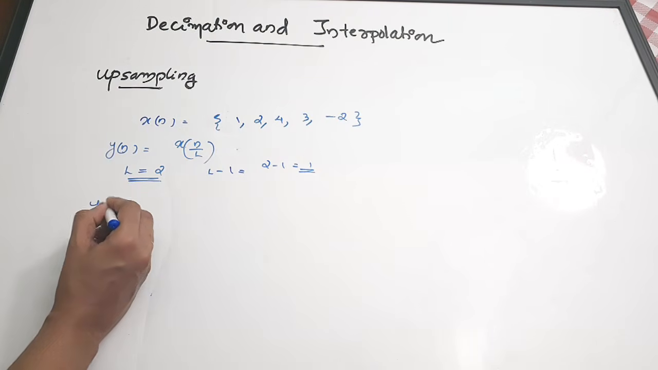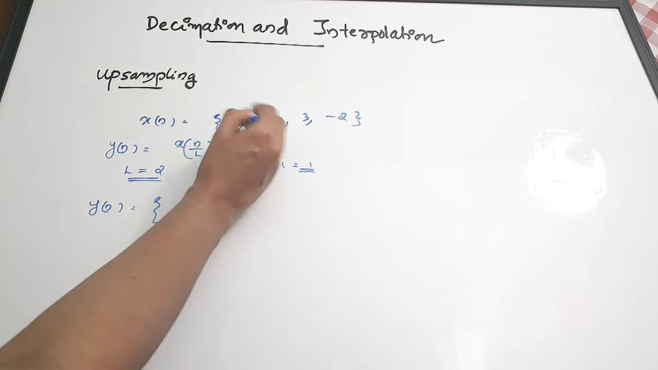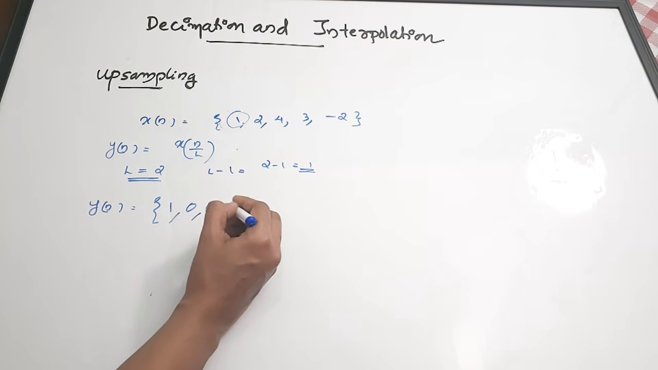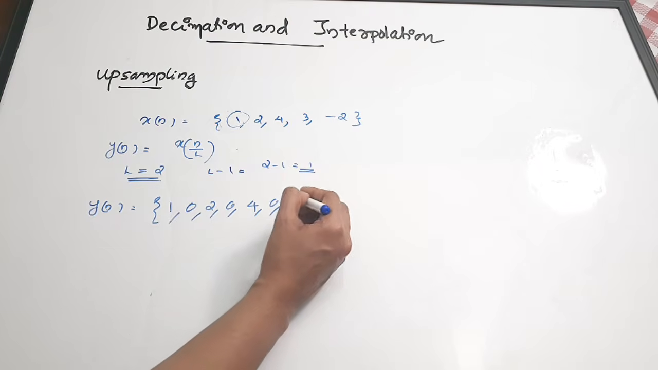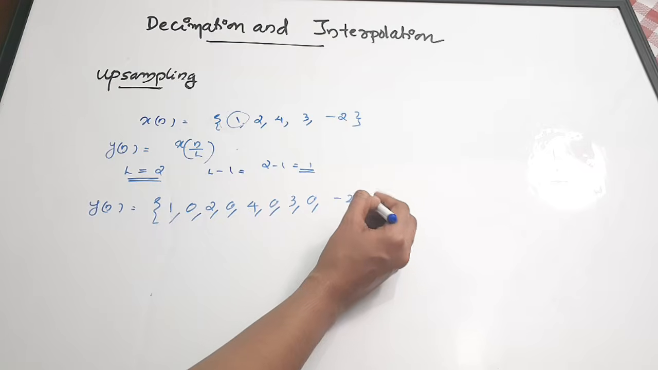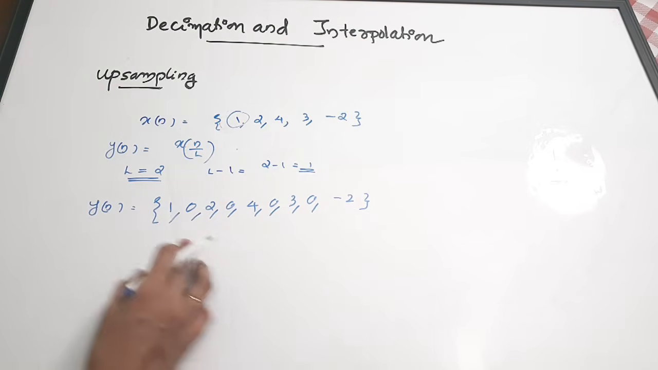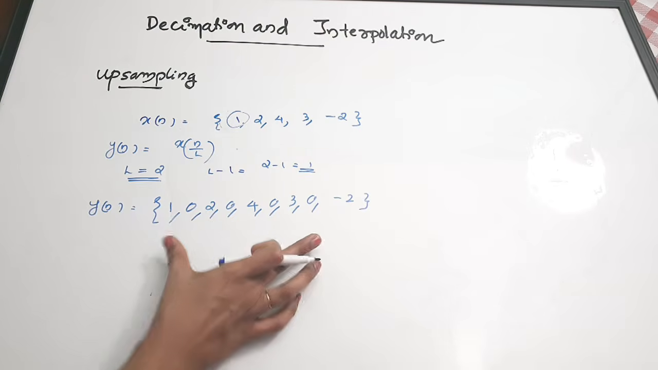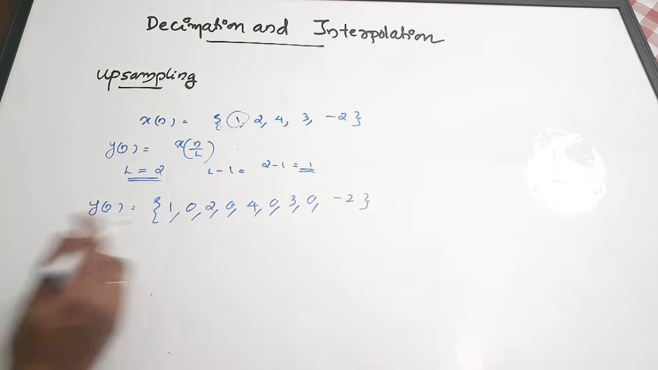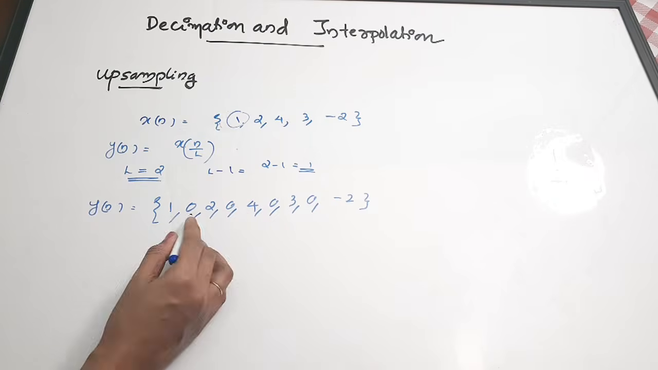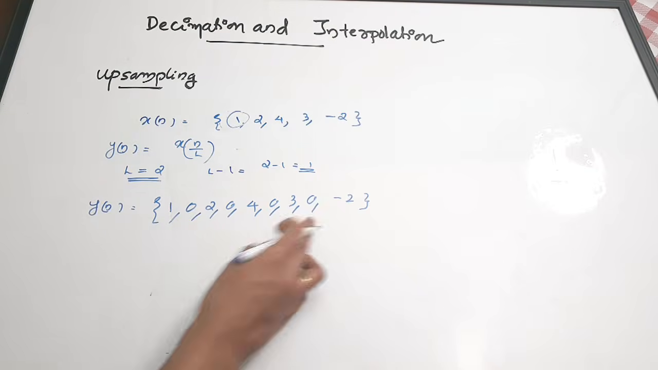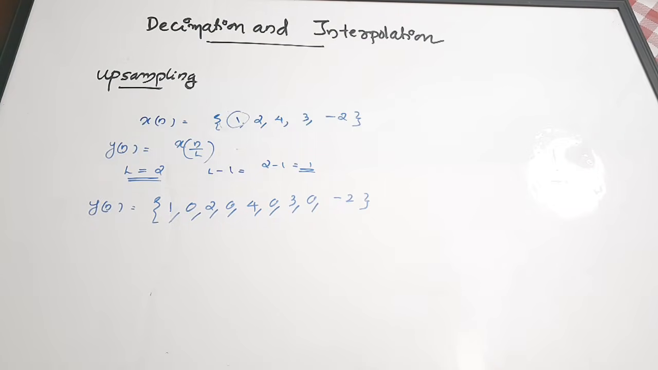So your y of n will be, first take the initial data, which is 1. You will be writing 1 as it is, then put a 0, then 2, then a 0, 4, 0, 3, 0 and minus 2. So you have increased the number of samples by placing L minus 1 number of zeros in between all the samples. Here since L is 2, L minus 1 is 1, so only one 0. If L is 3, L minus 1 is 2, so you have to put 2 zeros in between all the samples. So that is the simple process of upsampling.